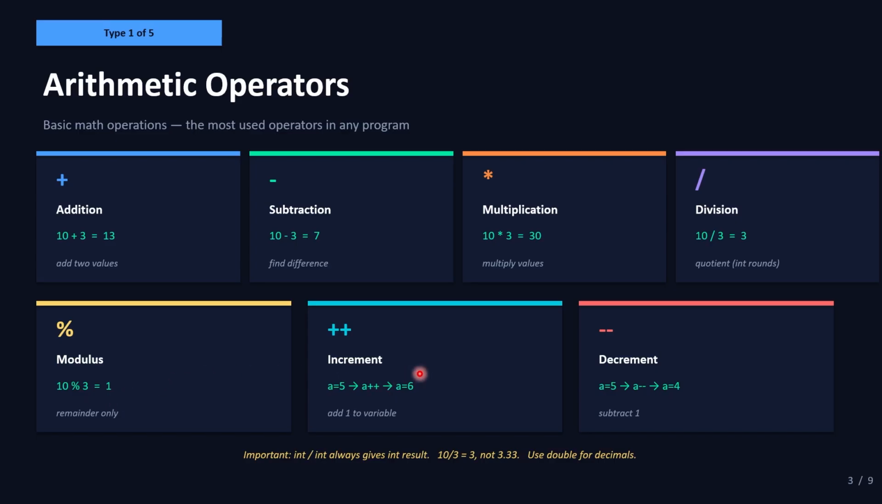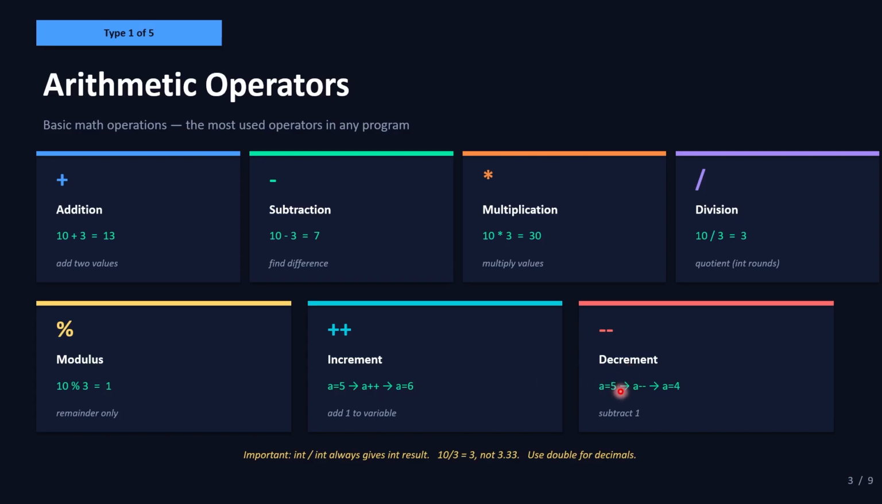And the next operators you have are increment and decrement. Increment will increase the value by 1. Now, a equal to 5. If I want to increase by 1, what is the logic I will write? A plus 1. A is 5. So 5 plus 1 is 6. Instead of writing it as 5 plus 1, I will use a plus plus, which is equal to 6.